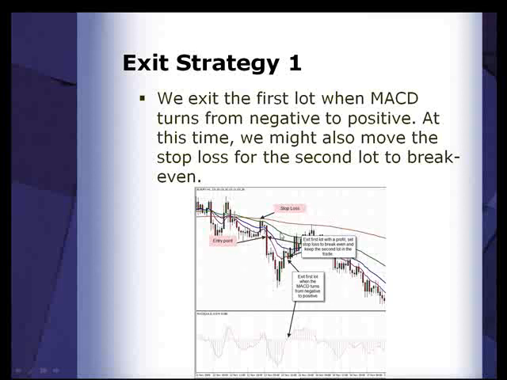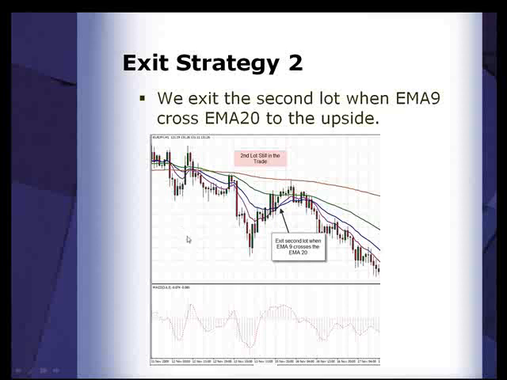So we're in the trade. We entered the trade here. It continues on in its downward trend, and down here looking at the MACD, when the MACD turns from negative to positive again, which happened about here, we exit the first lot. So at this point we exit the first lot profitably, and we take our stop loss and move it from above the high of the retracement to the same price that we entered at. And now we still have the second lot in the trade. We exit the second lot when the EMA 9 crosses to the upside of the EMA 20.